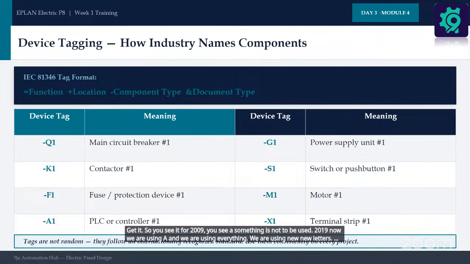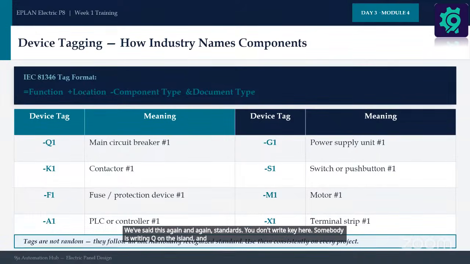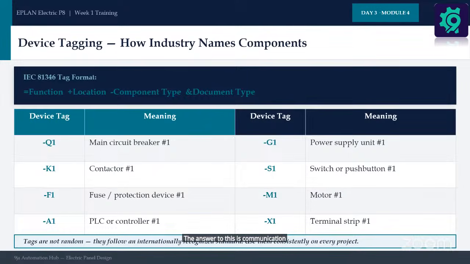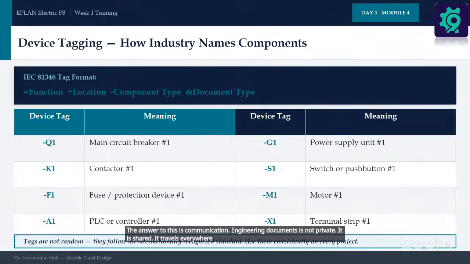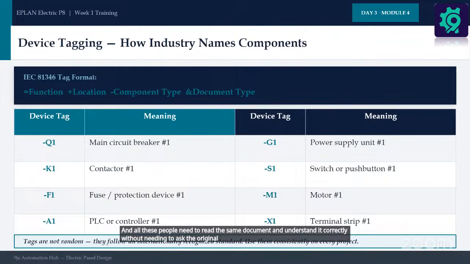And why does this standard exist? Why can we not just let every engineer or every company invent their own letter codes? We've said this again and again, standards. You don't want to write K here and somebody is writing Q on the island and another person is writing M in Ghana. The answer to this is communication. Engineering documents are not private. They are shared. They travel everywhere, between design engineers, panel builders, PLC programmers, commissioning engineers. A whole lot of people get these documents. And all these people need to read the same document and understand it correctly without needing to ask the original author what this tag name is.